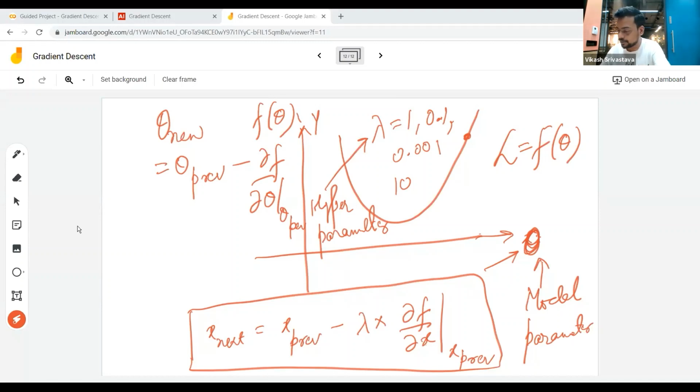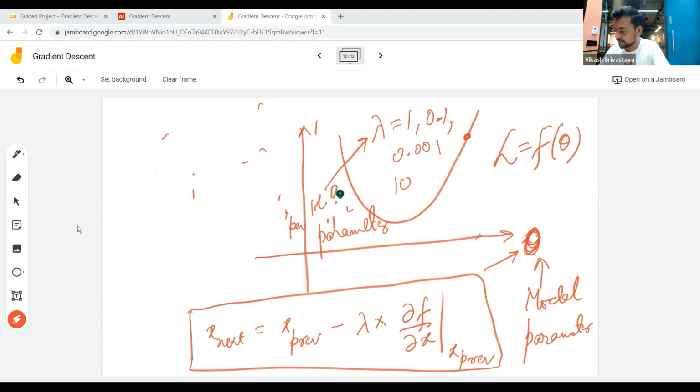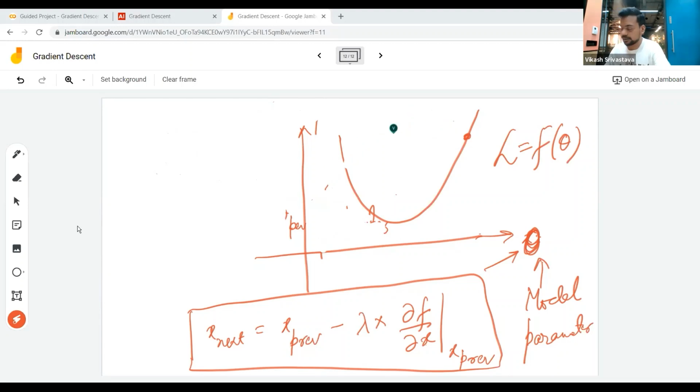I'll just erase most of the stuff here. Okay, so let's say this is our f, or f of theta, or f of x, whatever you want to call it.